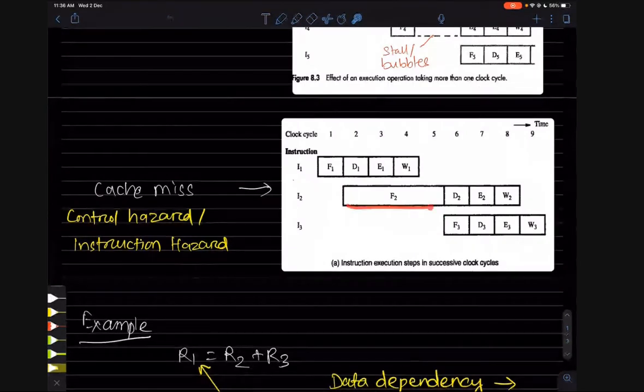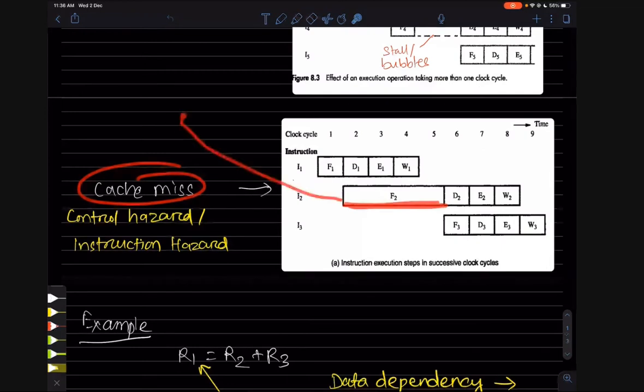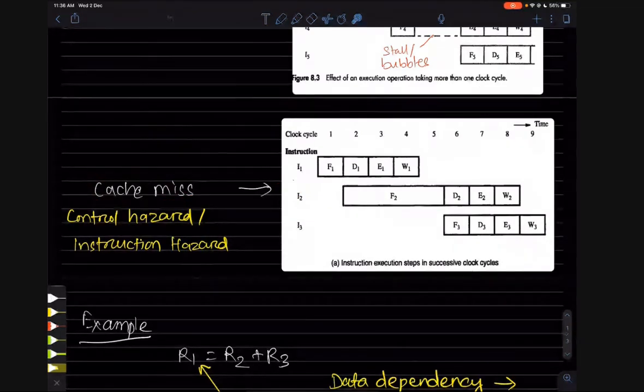Due to the cache miss, we have to go to the main memory and fetch the data. The main memory fetch is very slow, so that's why we have to use so many processor clock cycles just for fetching an instruction, so the other instructions cannot continue in the pipelining.